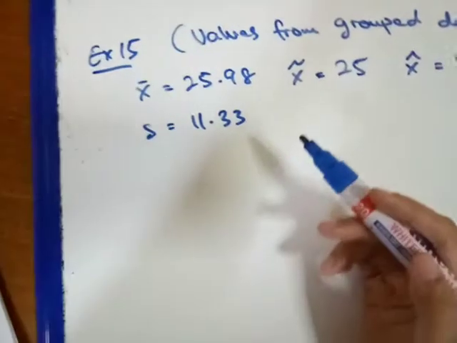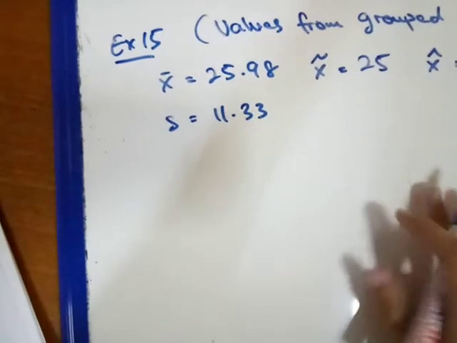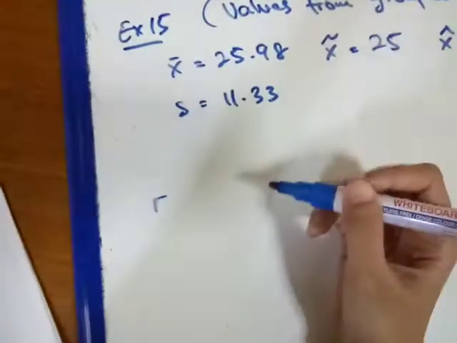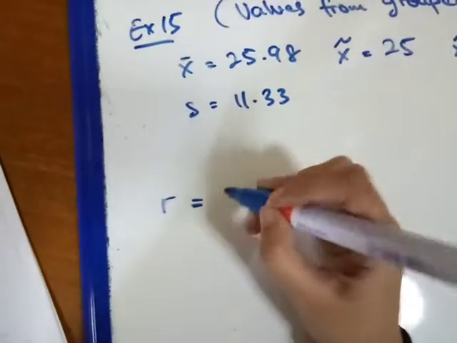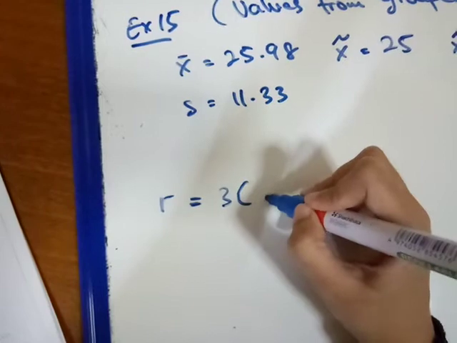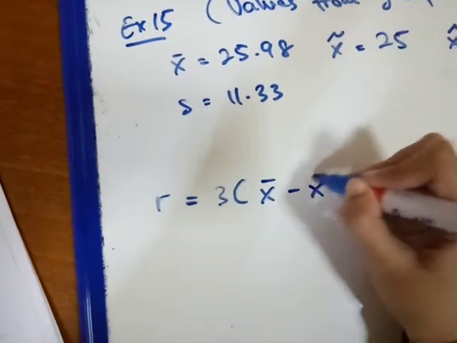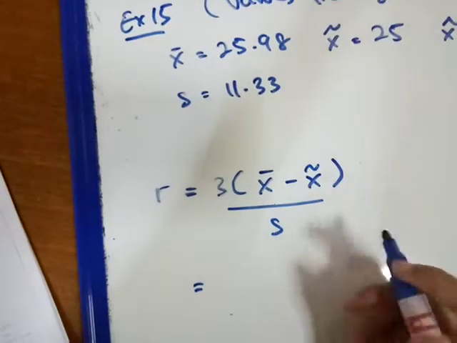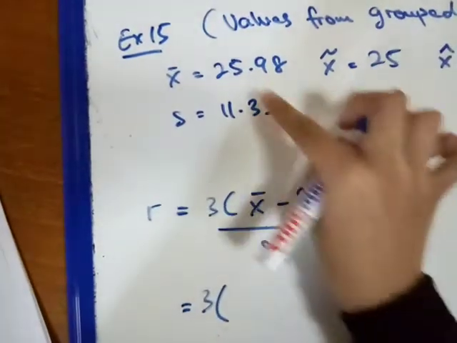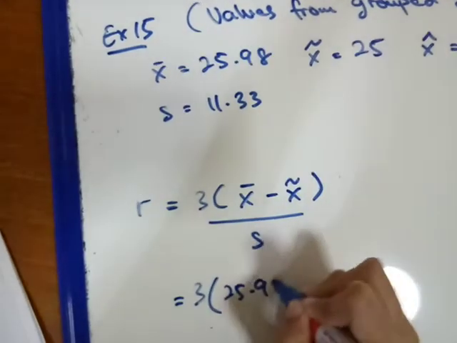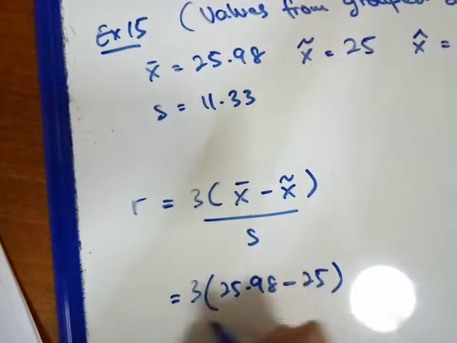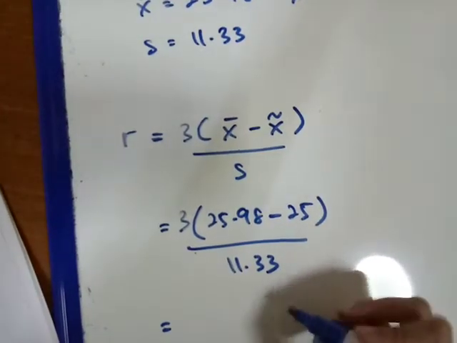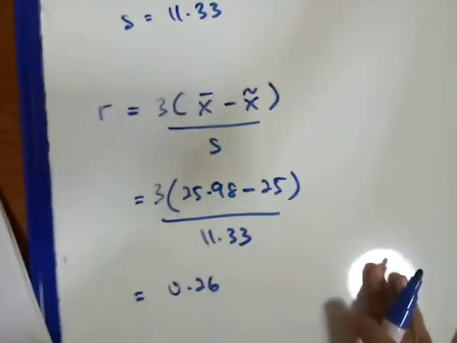To determine the shape of the distribution, the coefficient of skewness with symbol R is equal to 3 times mean minus median, divided by standard deviation. So 3 times the mean, 25.98, minus the median, 25, divided by the standard deviation, 11.33. Then you get 0.26.